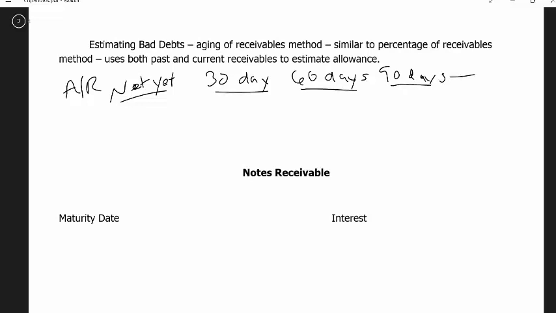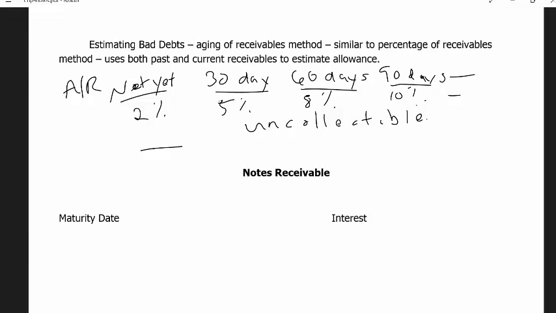And then, of course, of those not yet due, I may say they're only 2% uncollectible. And maybe the 30 days is 5% uncollectible, and 60 is 8%, and 90 days is 10%, and so on. So obviously, the older they are, the bigger the uncollectible percentage. And then you take those accounts receivable, multiply them by the uncollectible amounts, and you get an amount.